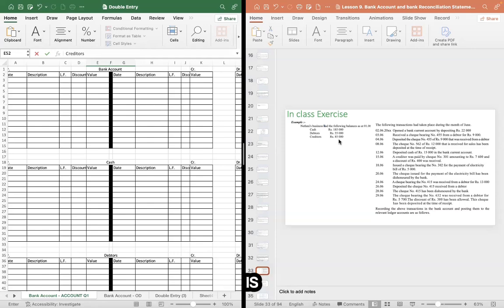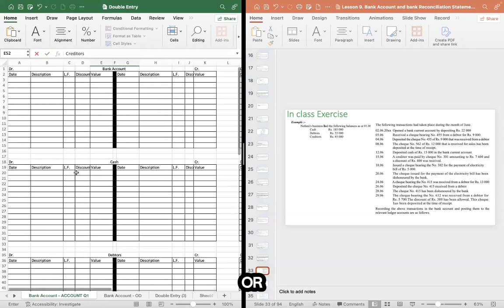Then what could be the opening balance? Is it a debit or credit? Cash 1,85,000. Tell me, is it a debit or credit? What could be the balance, the opening balance? Tell me quickly, students. Try it out, give it a try.